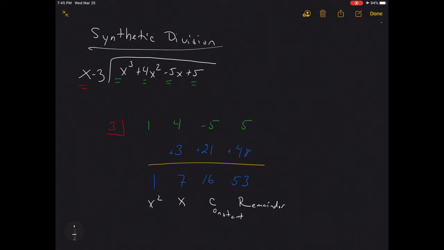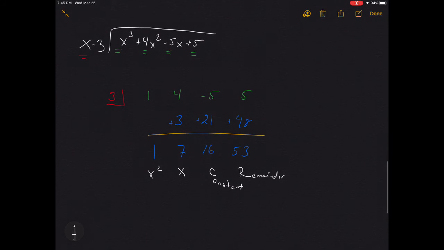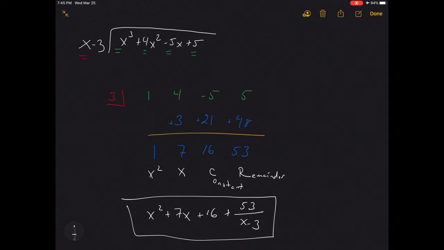So the solution to this division problem is going to be 1x squared, or just x squared, plus 7x plus 16, and then the remainder is 53 over the original divisor, x minus 3. Again, that is what's called synthetic division. If you really didn't catch all that the first time, please by all means go back and watch it again. It's not really that difficult to do.